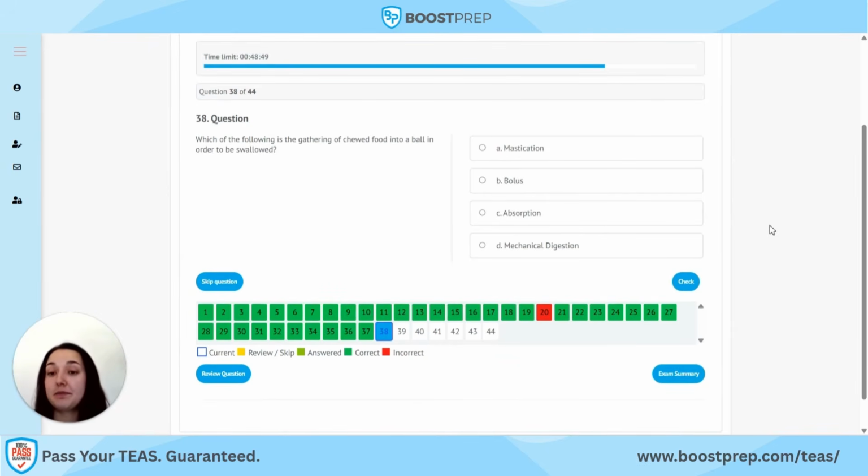Question 38. Which of the following is the gathering of chewed food into a ball in order to be swallowed? A. Mastication. B. Bolus. C. Absorption. D. Mechanical digestion.